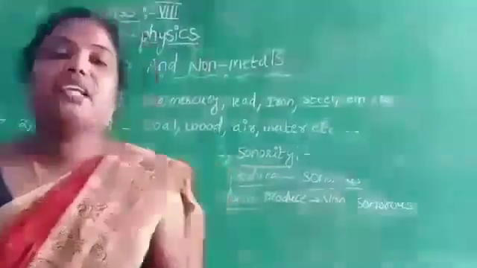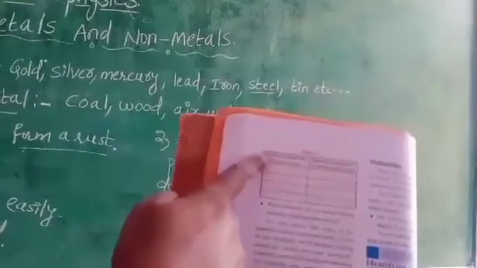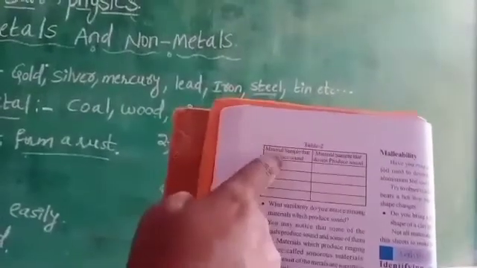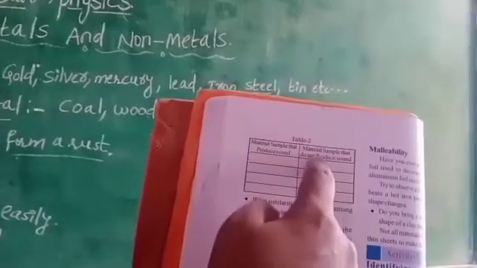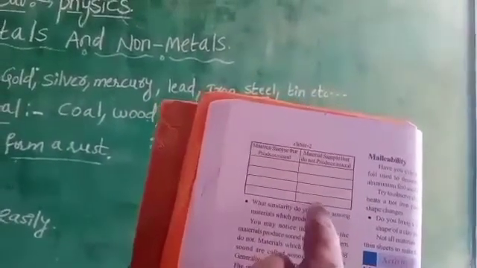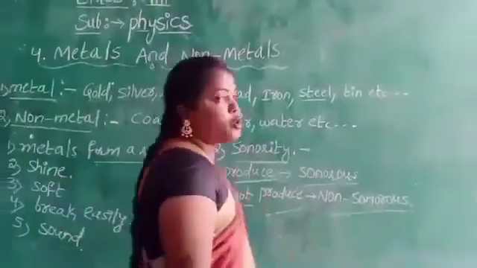Okay, so like table 1, you fill in table 2. Drop the materials one by one on the hard floor. Then you write which materials produce sound here and which materials do not produce sound here. Okay, children, so far we have discussed two properties.